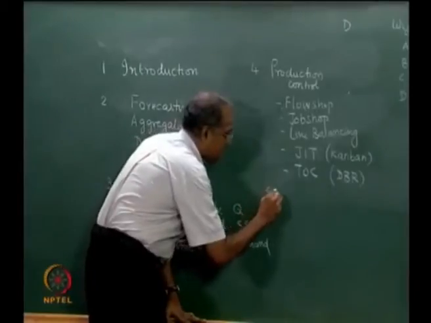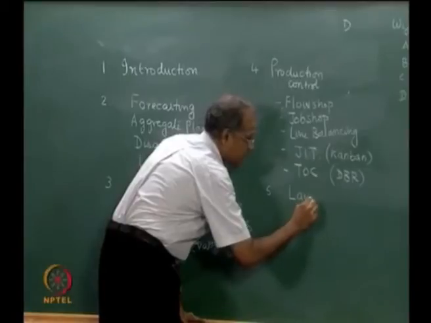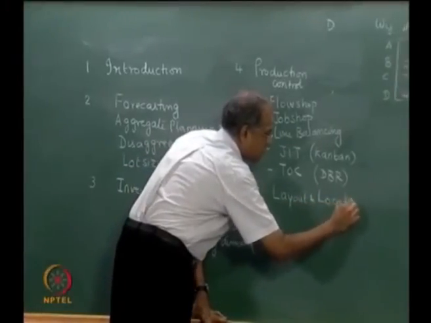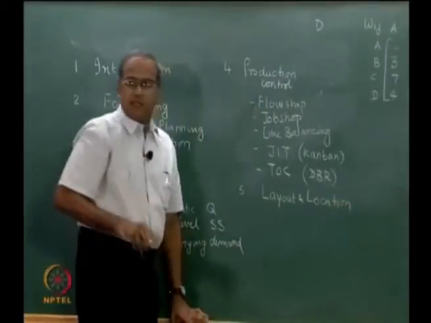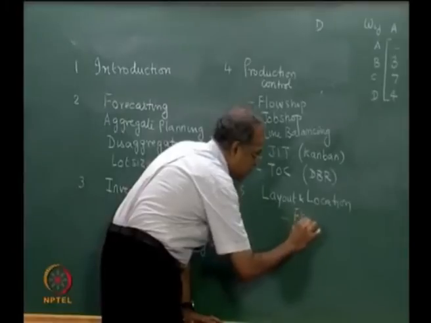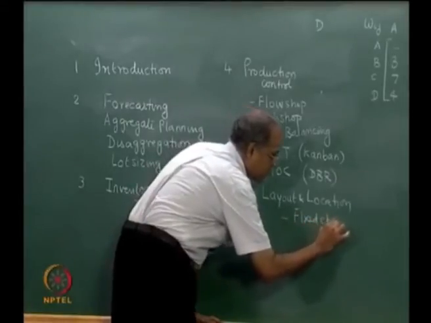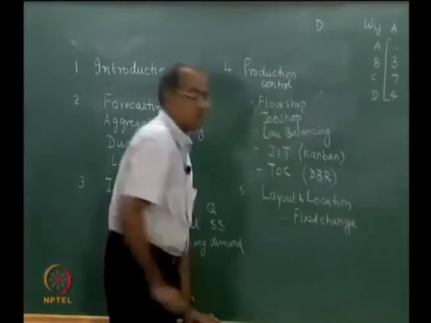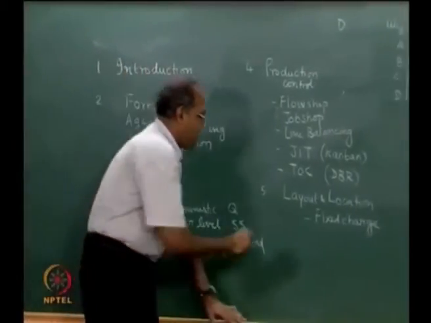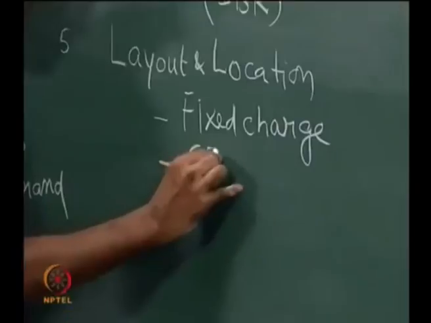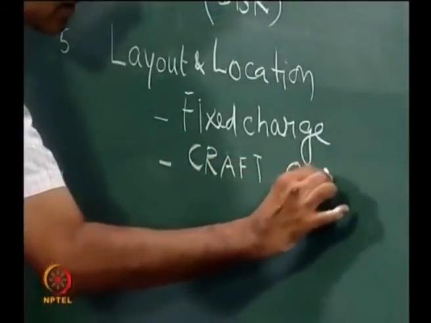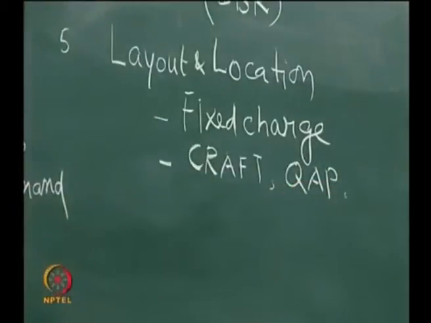Then we saw some aspects of layout and location. We saw the fixed charge problem or location allocation problem, which is also called the network design problem, and we have seen some aspects of layout such as the Craft algorithm and the quadratic assignment problem.